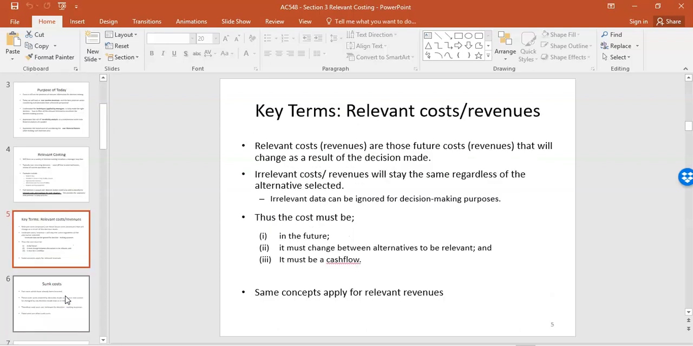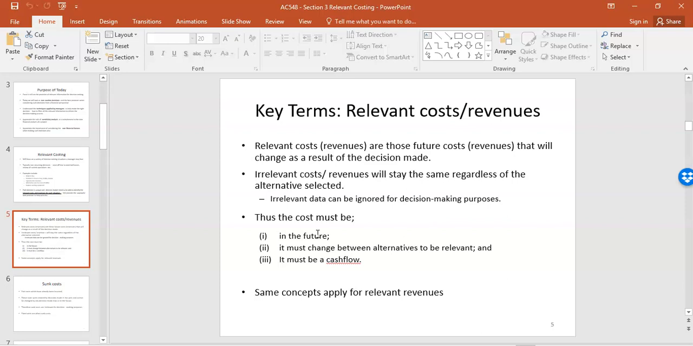So what are the key terms we're looking for is relevant costs are future costs. And that's the first thing, they must be in the future. Any cost that's incurred in the past is what we call a sunk cost. It's not going to change. And that can be a behavioral or psychological bias where managers look at the past in terms of what's been spent and don't look towards the future.